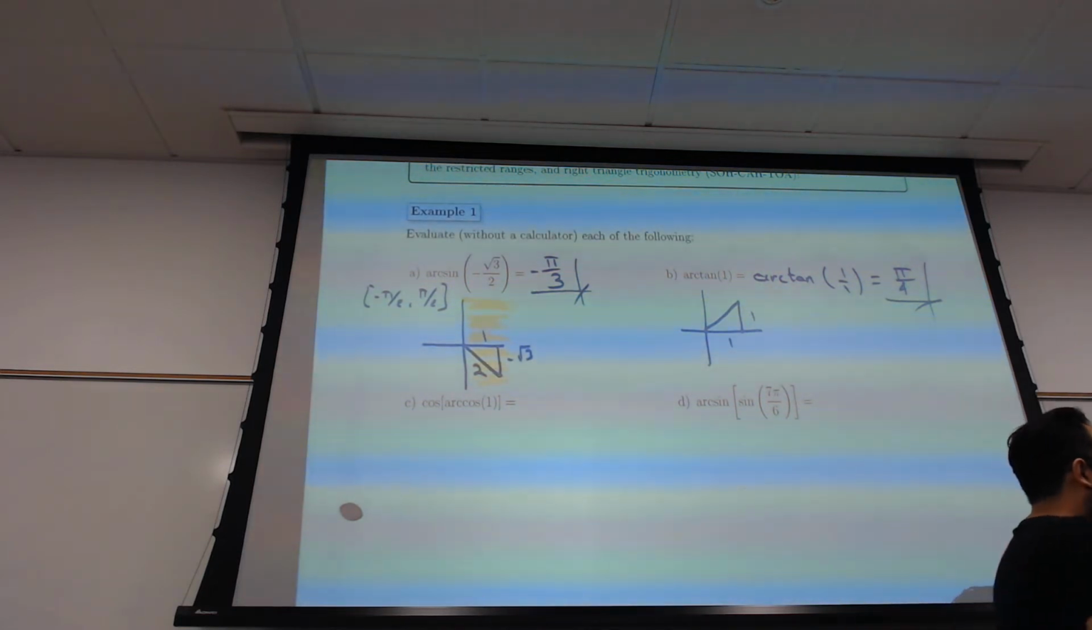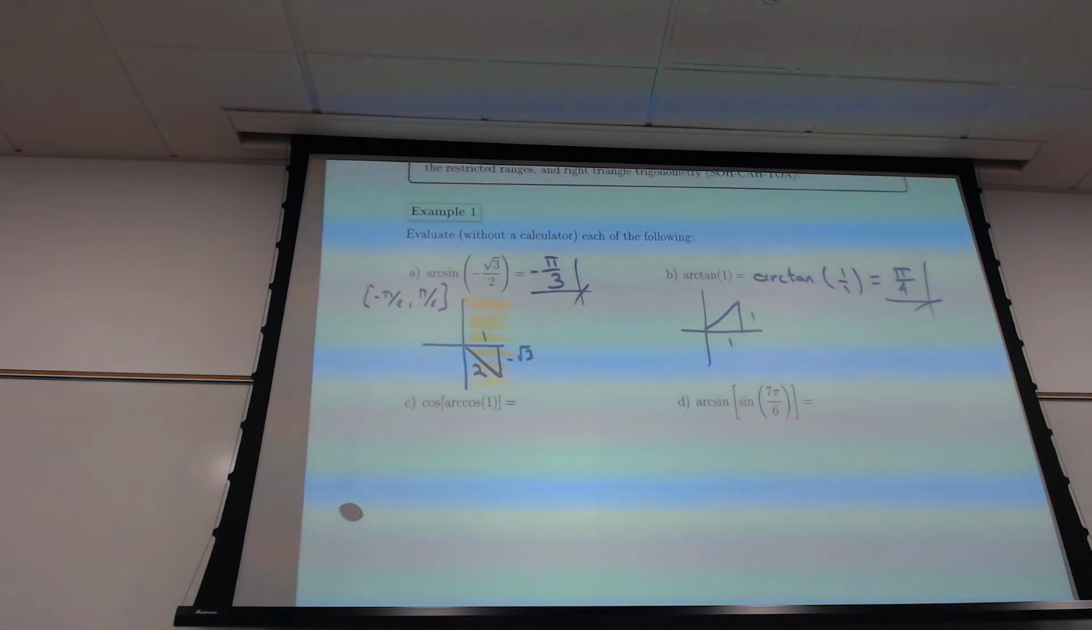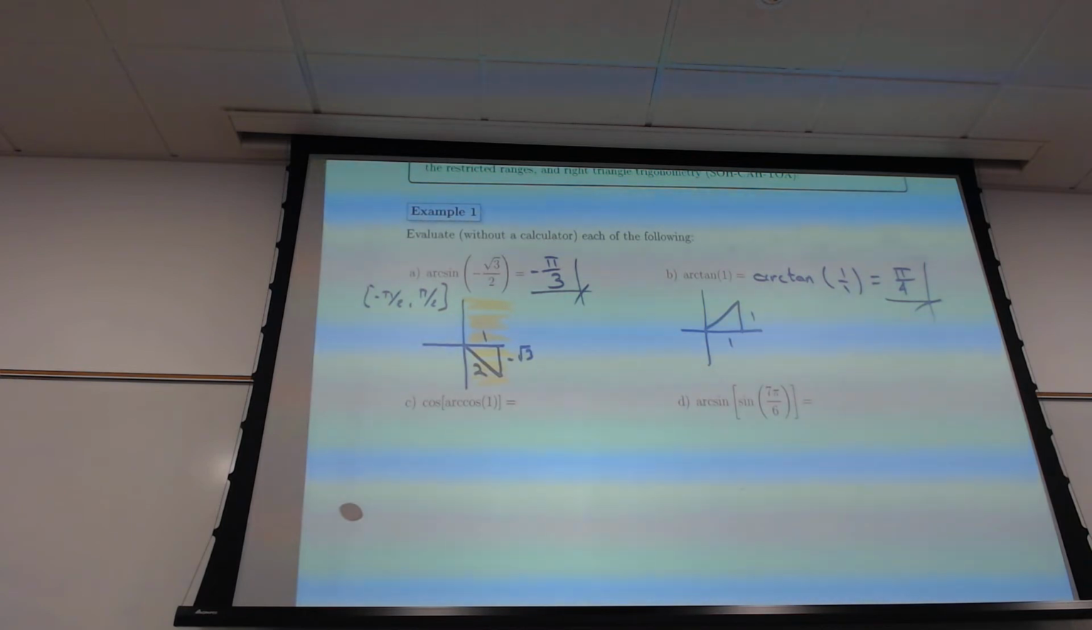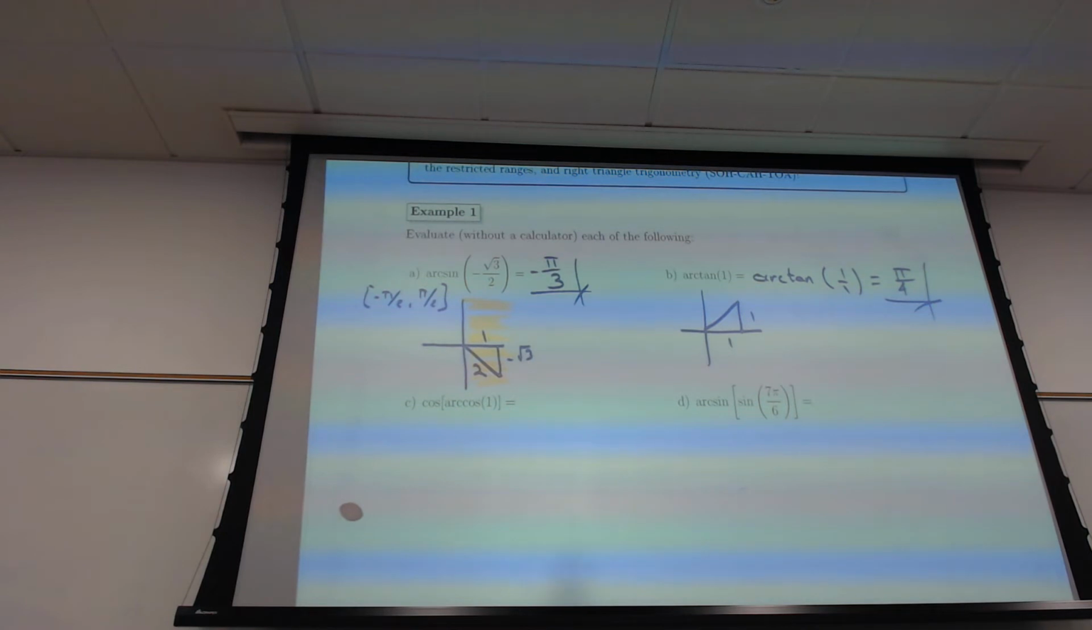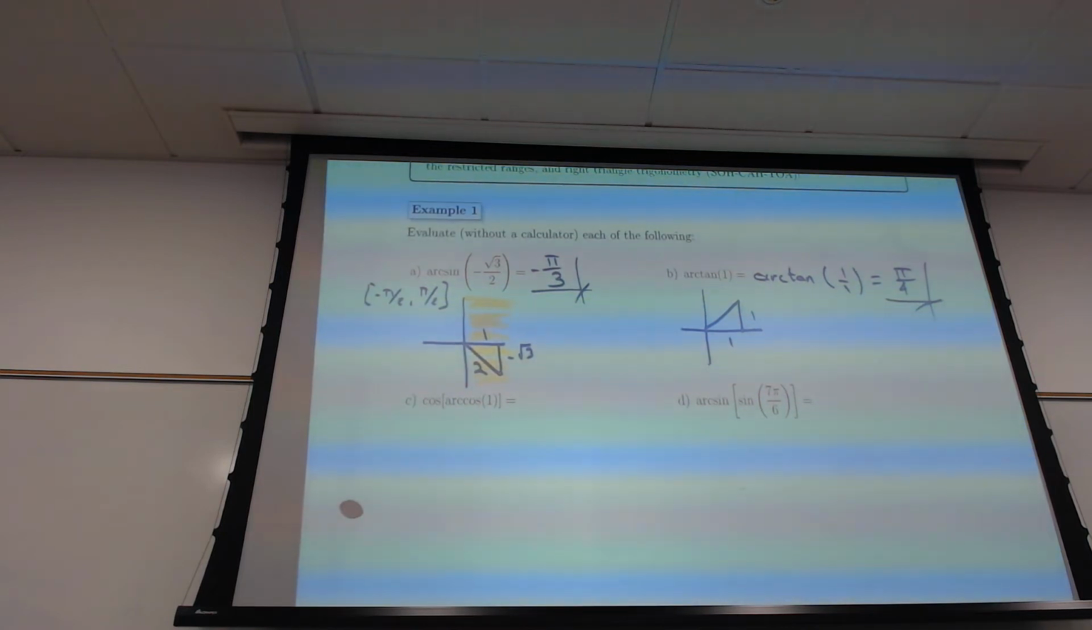As opposed to the logarithms and the exponential, we cannot just cancel them. Even though it looks like they're inverses to one another, so just cancel them, unfortunately in this case we need to make sure that the restrictions are taken into consideration. So what is arc cosine of 1 in this case?